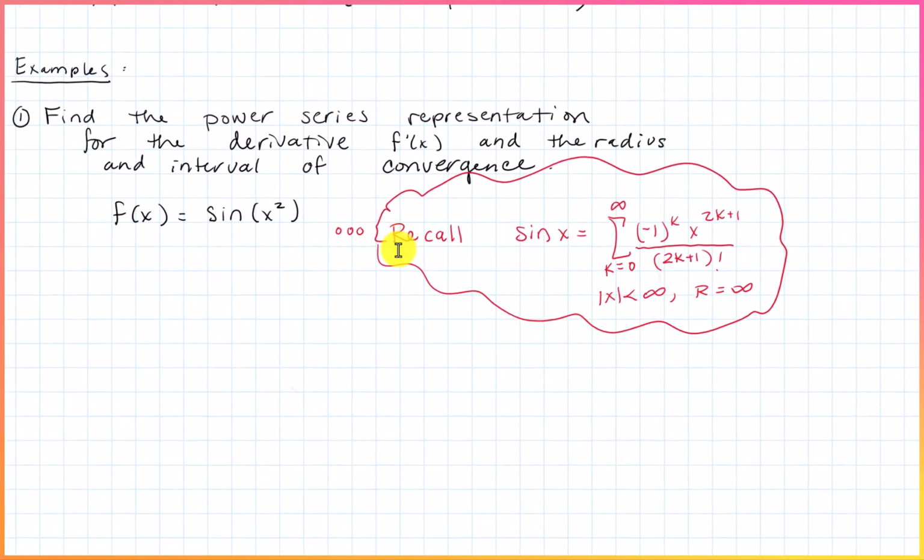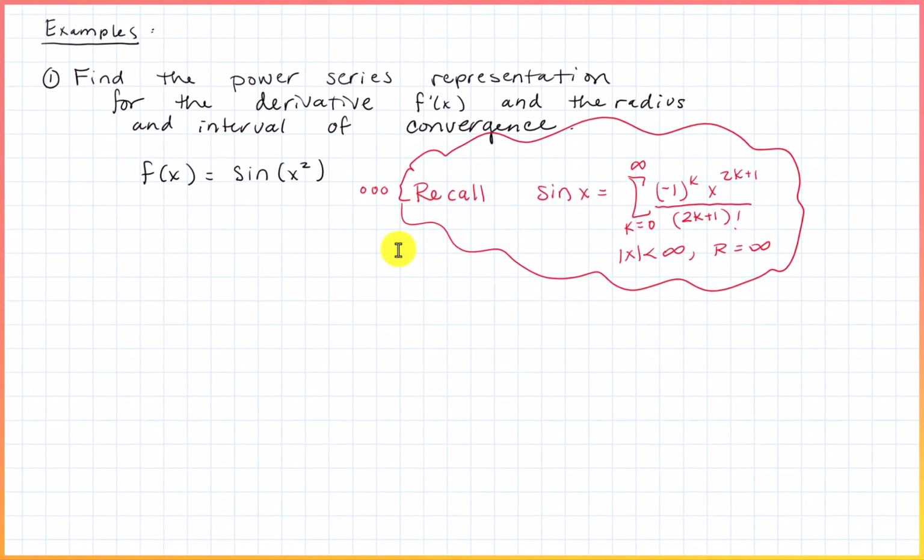So for example, in this first problem, I want to find a power series representation for the derivative of the given function, f prime of x, and find the radius and associated interval of convergence. So we take a function, f of x, which is equal to sine of x squared. And so here is an example of where we know that sine of x has a power series representation, and its power series representation holds for all x. It has a radius of convergence of infinity.